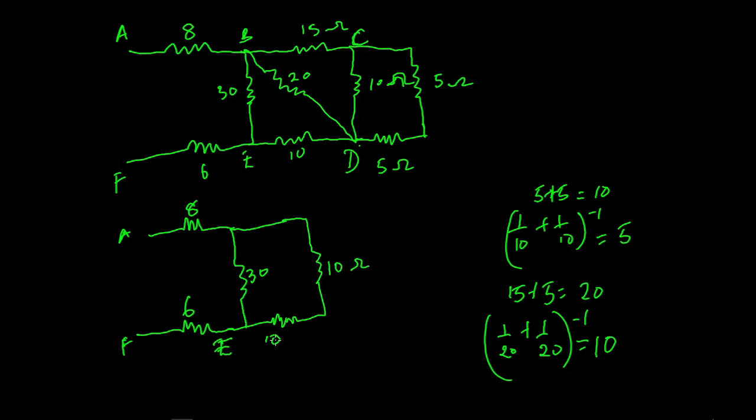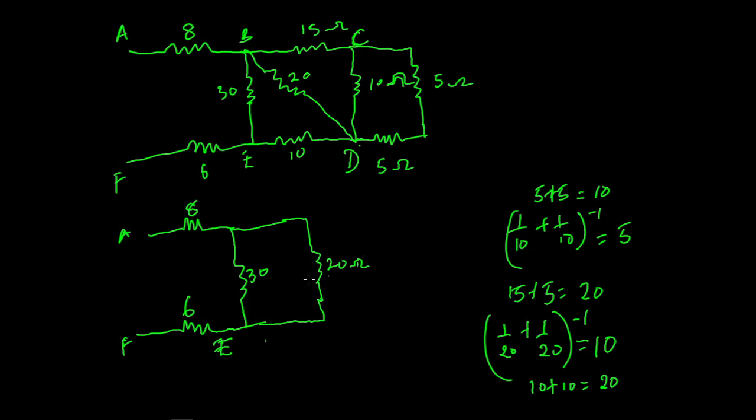Now this 10 is in series with this 10. So that means their total value is going to be 10 plus 10, which is going to give us 20 ohms. So we can also replace these two resistors with a single 20 ohms resistor. So this is going to be 20 ohms.